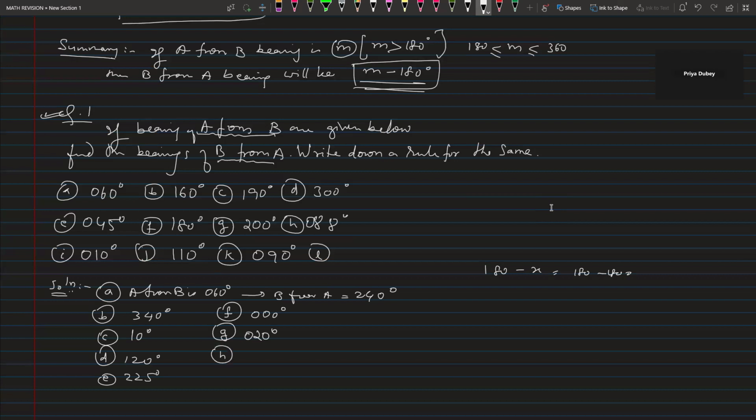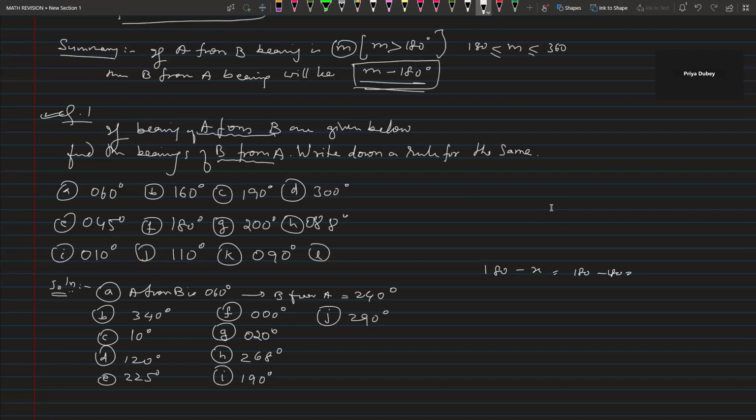Then 88. 88 is less than 180. So what will you do? 180 plus 88. That works out to 268. See how you are getting the answers. I get 10 degrees, 010 degrees, so 190. Then 110. What is J? 110 is still less than 180. So 180 plus 110 is 290. Perfect.